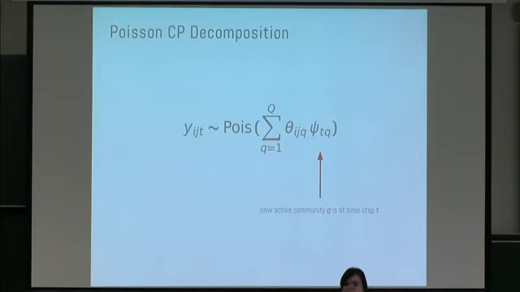So this is just a Poisson CP decomposition model, much like the one from the first part of my talk. I'm focusing on a slightly different matrix there, but it's very similar to that one in the first part of my talk. So far, so good. But what about modeling temporal dynamics?